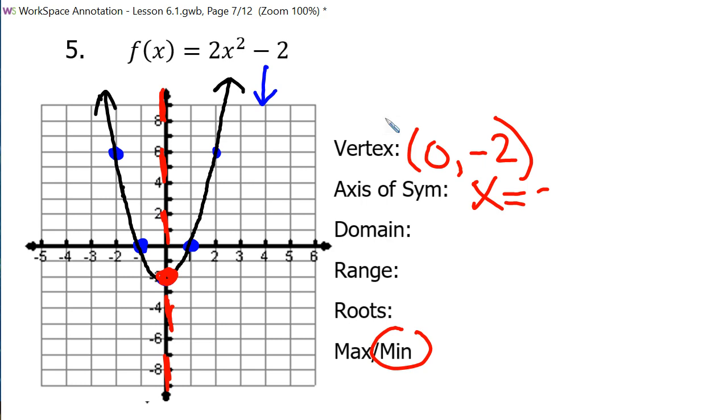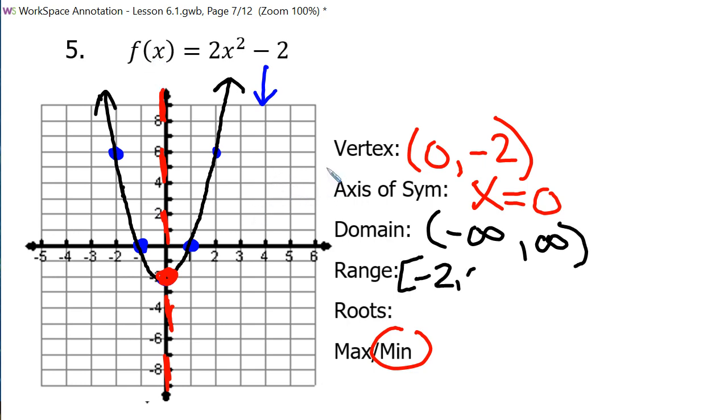What's the domain for all parabolas? Negative infinity to positive infinity. The range, looking at the vertex, what's the bottom line value? Negative 2, and what's the top line value? Infinity. So the range is negative 2 to infinity.